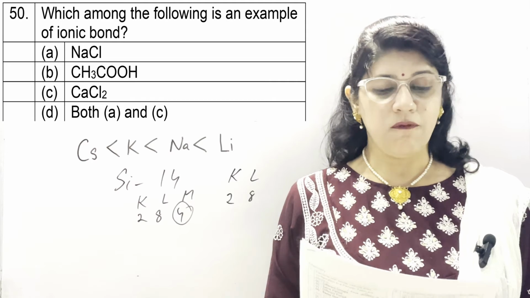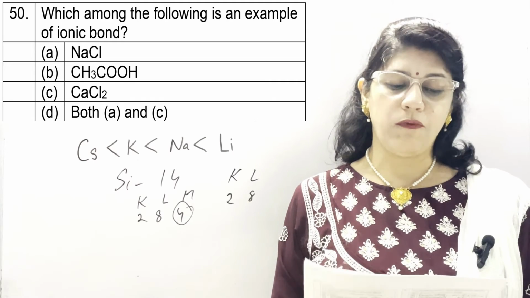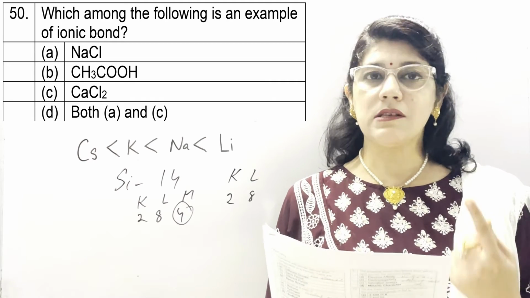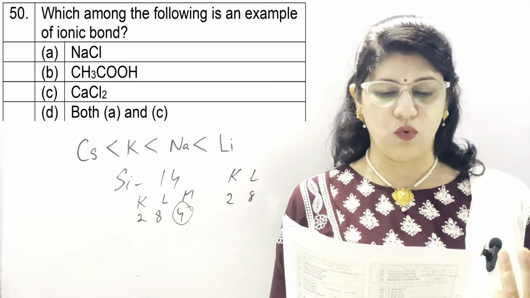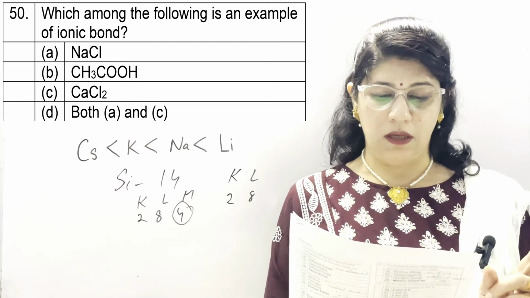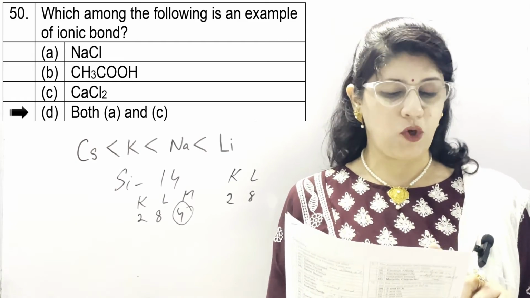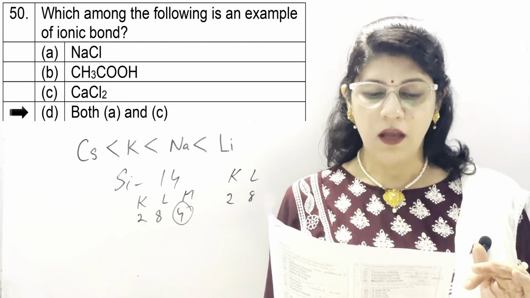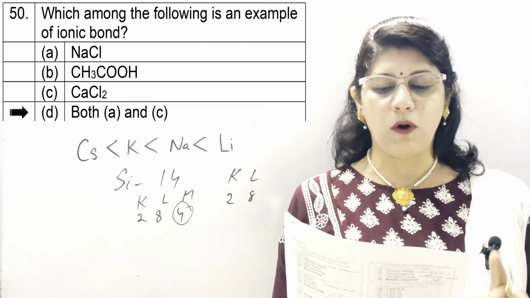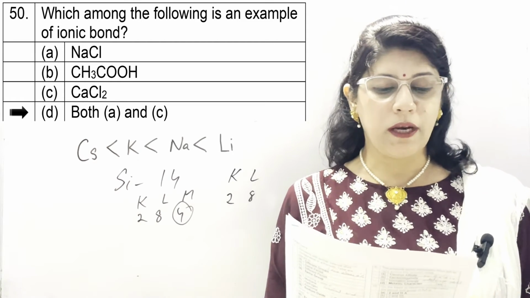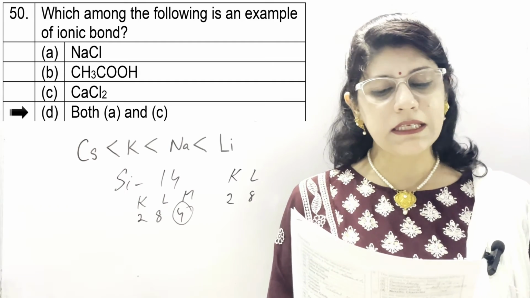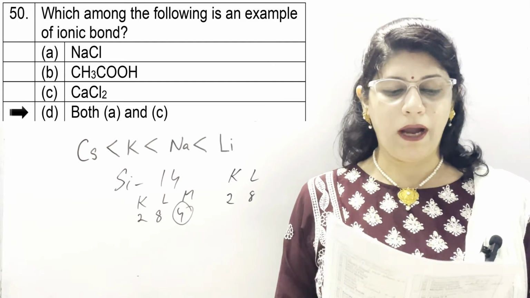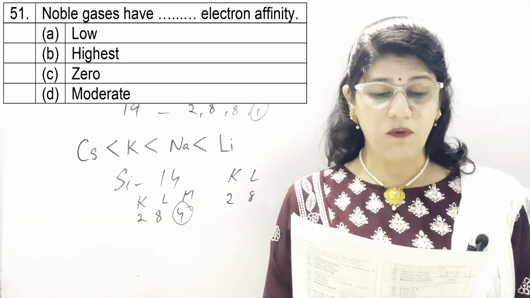Question number 50. Which among the following is an example of ionic bond? First is NaCl, then CH3COOH and then CaCl2, and D both A and C. So both A and C is the correct option here, which is option number D, because we know that organic compounds form covalent bond. So B option CH3COOH is an organic compound, and then NaCl and calcium chloride both form ionic bonds.